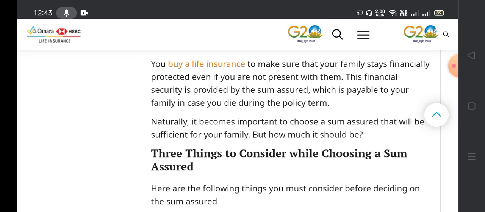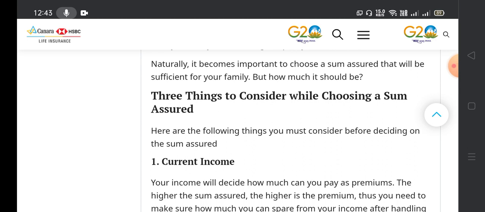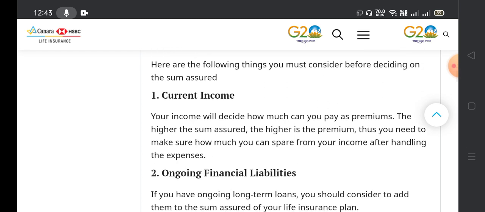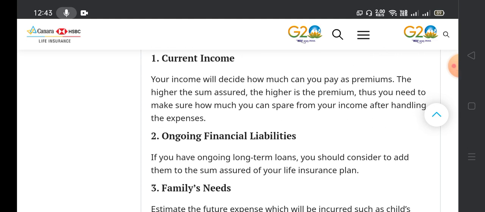Naturally, it becomes important to choose a sum assured that will be sufficient for your family, but how much should it be? Three things to consider while choosing a sum assured. So, here are the following things you must consider before deciding on the sum assured. Number one is current income. Your income will decide how much you can pay as premium. The higher the sum assured, the higher the premium. Thus, you need to make sure how much you can spare from your income after handling the expenses.